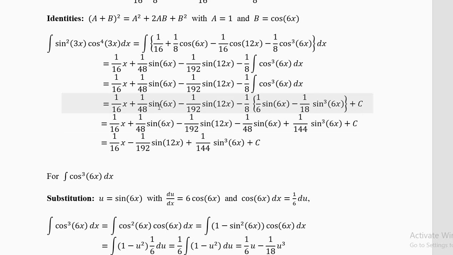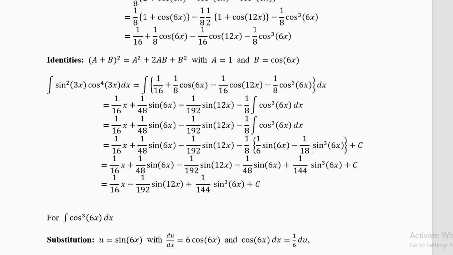Now combine. Sine 6x is coming here, sine 6x is coming here. It will get cancelled. 1 over 48 minus 1 over 48. Then you are left with 1 over 16x minus 1 over 192 sine 12x plus 1 over 144 sine cube 6x. If somebody wants, they can convert this sine 12x into sine 6x cos 6x. There's no need, so we are not doing it. We can leave the answer at this.